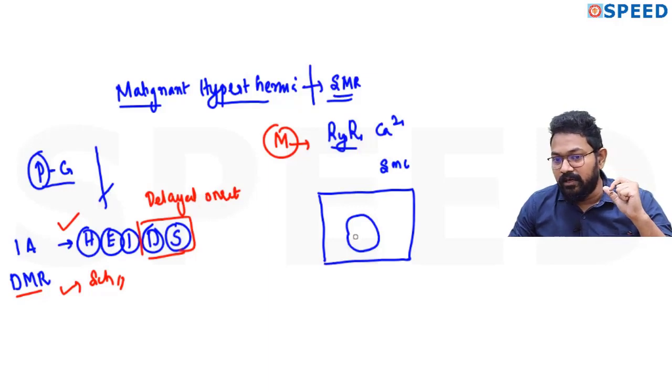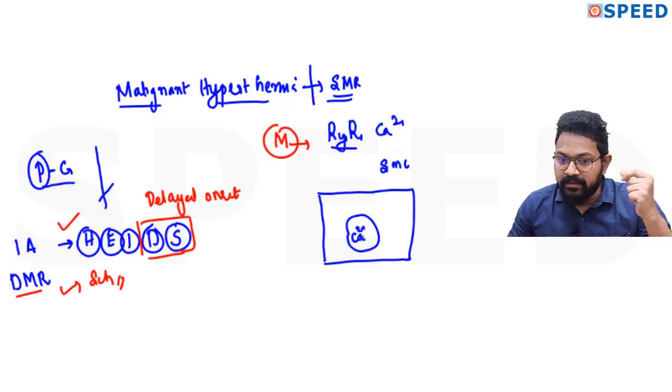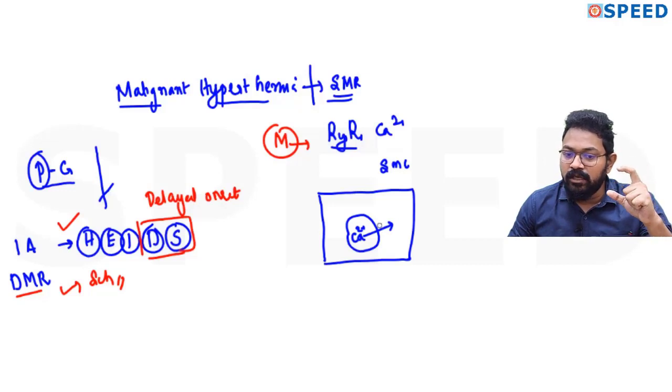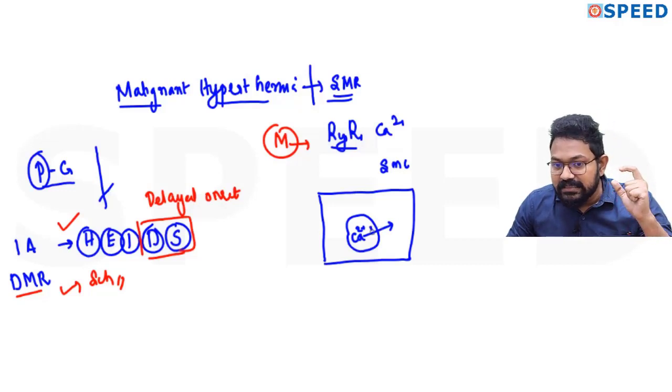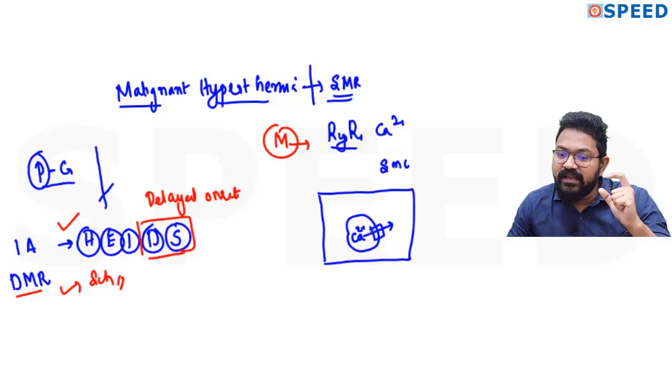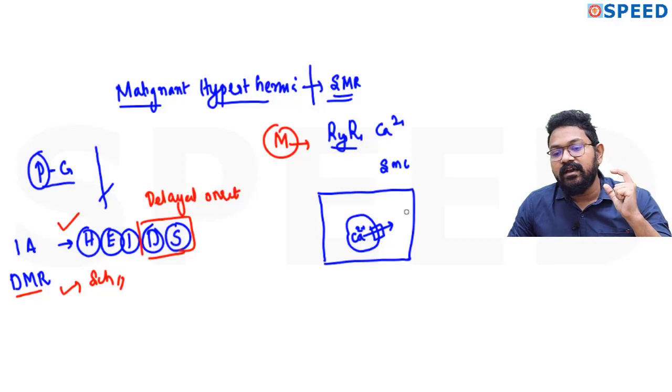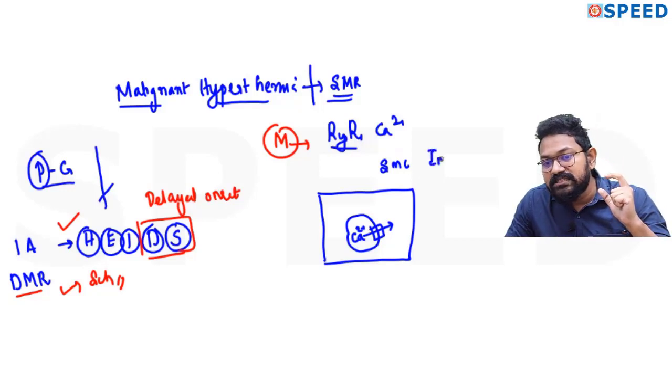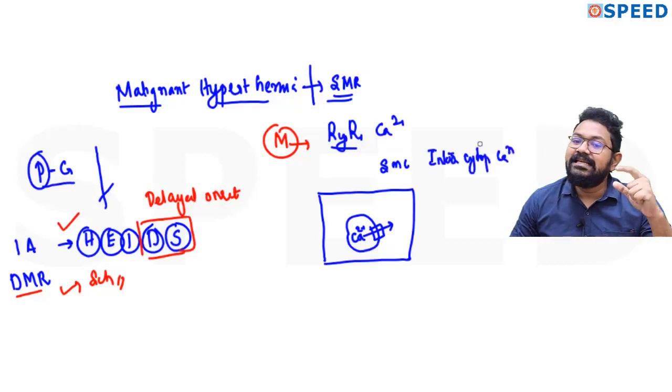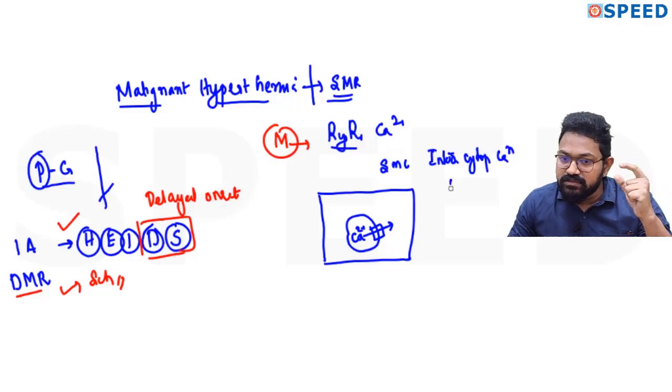SR, sarcoplasmic reticulum. Inside the sarcoplasmic reticulum, what I have is calcium. Now, for muscle contraction to happen, the calcium present inside the sarcoplasmic reticulum should reach the cytoplasm. This transfer of calcium out of the sarcoplasmic reticulum into the cytoplasm is done with the help of this ryanodine channel, or RYR calcium channel. So what is the function of the RYR channel? It regulates the intracytoplasmic level of calcium. Now, you know that if there is an increased amount of cytoplasmic calcium, it causes muscle contraction.